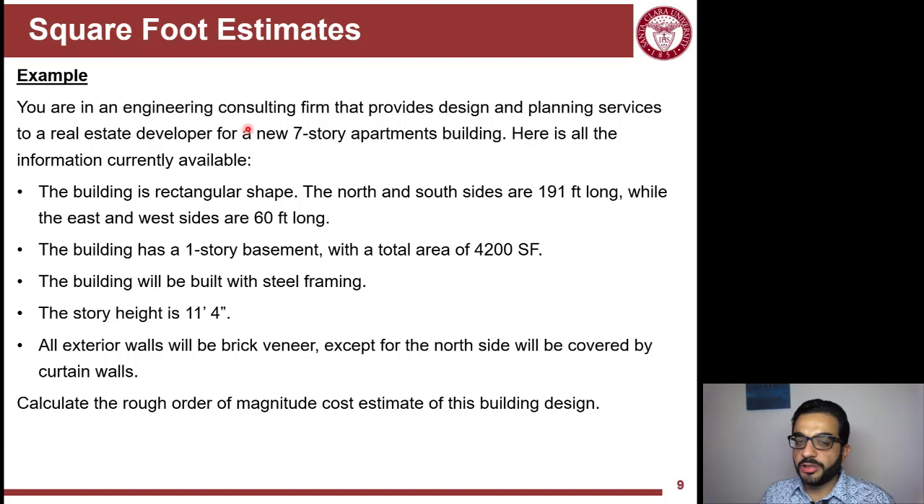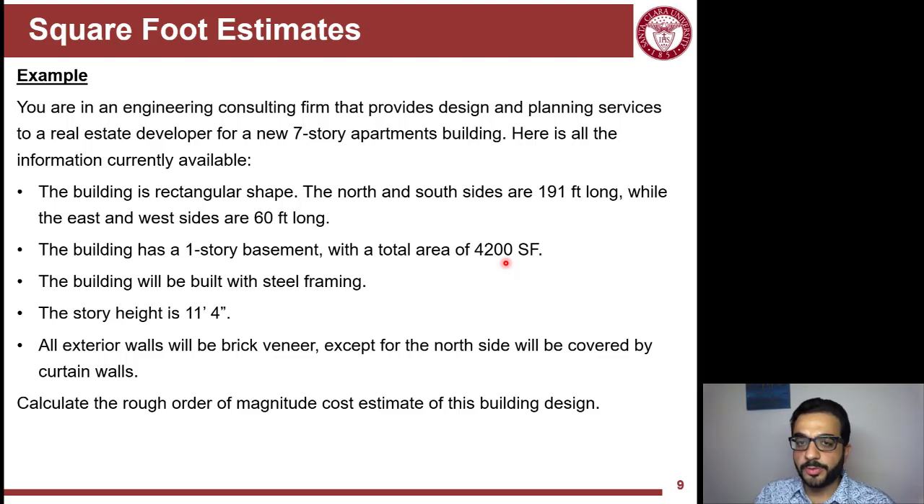So let's see an example from the beginning. You're working in an engineering consulting firm and you're trying to estimate a 7-story apartment building. The building is a rectangular shape with these dimensions. The building has a 1-story basement and 7 stories above ground. The total area of the basement is 4,200 square feet.